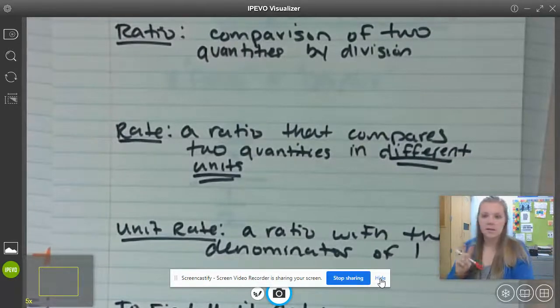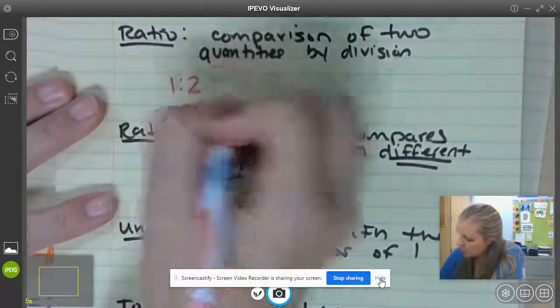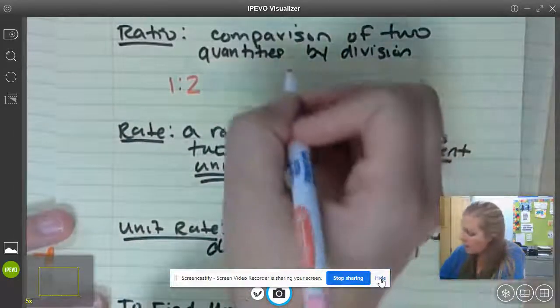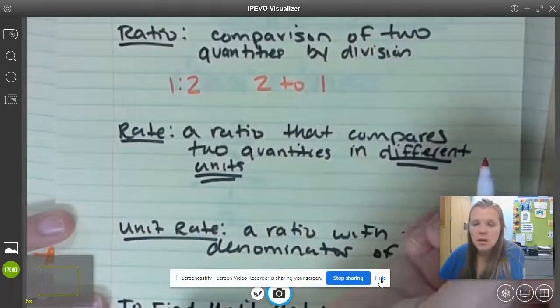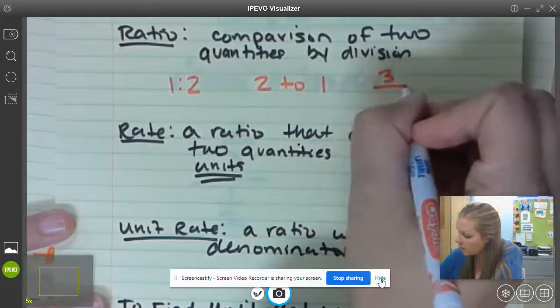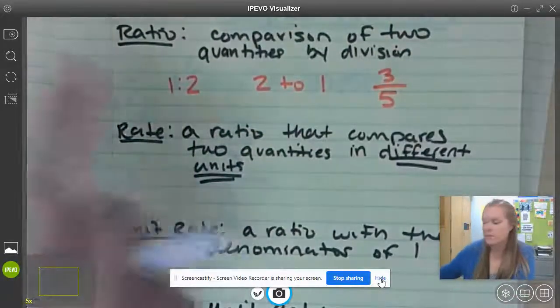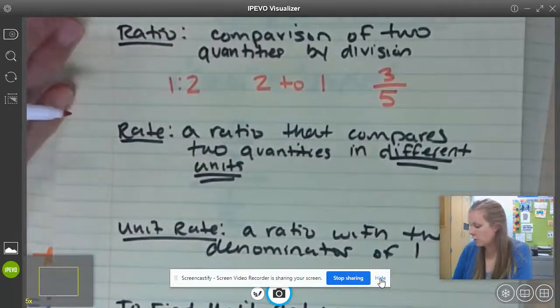There are 3 ways of writing a ratio. You can write it with a colon, comparing 1 and 2. You can write it with the word "to," or you can write it with a fraction, like 3 over 5. All of these are different ways of representing a ratio. And we're going to get more specific as we go. So a ratio is just comparing 2 things.